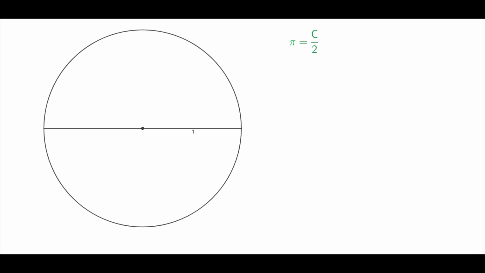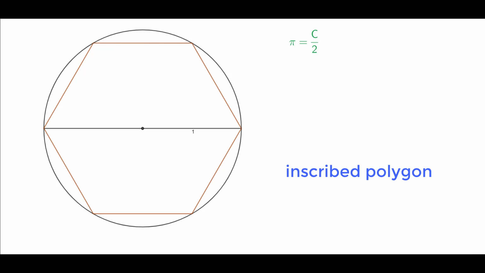Unfortunately, it's hard to measure the circumference of a circle accurately, but it's easy to measure straight lines. So what I can do is put a hexagon inside the circle. This is called an inscribed polygon. And now if I measure the sides of the hexagon, I can find the circumference of the hexagon and get an approximation of pi. So how do I find the sides of the hexagon?